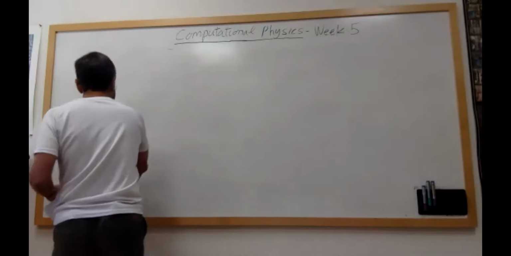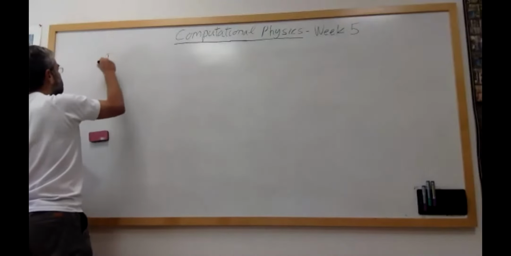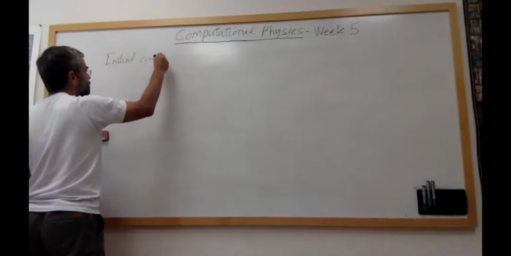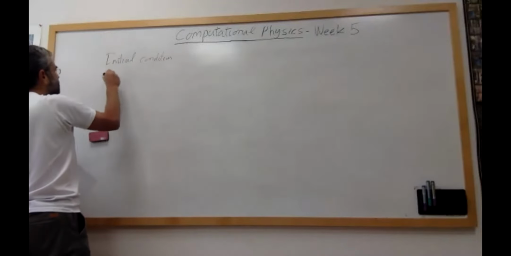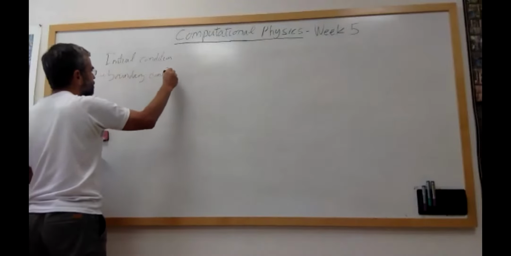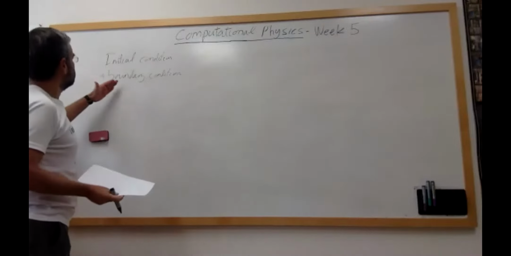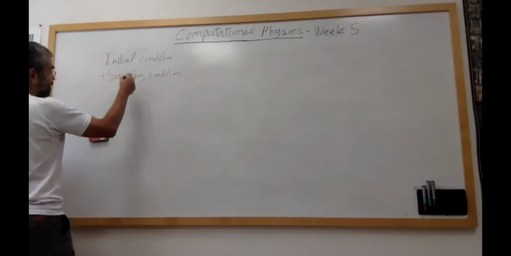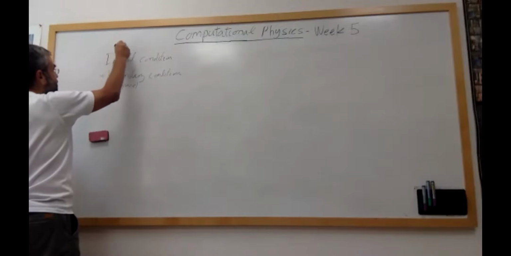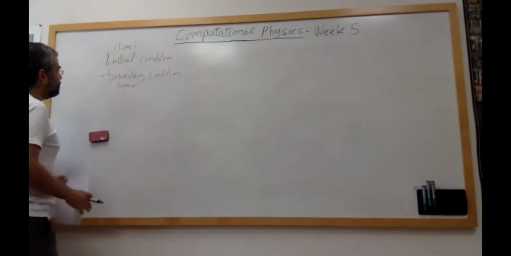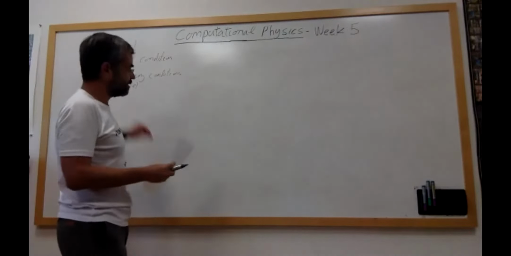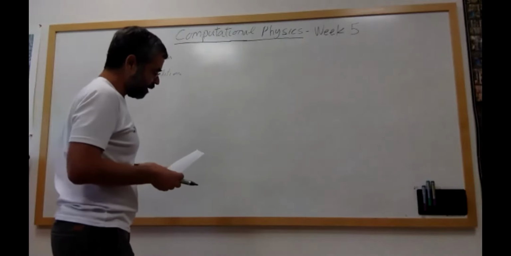So we need initial condition plus boundary. It's the same thing, but when we talk about boundary, this is in space, and the initial is in time. The boundary in time is just the initial; it can be final, but usually it's less used.